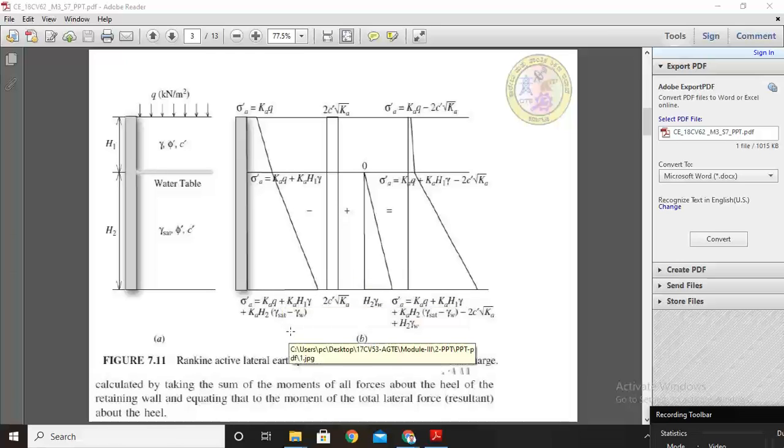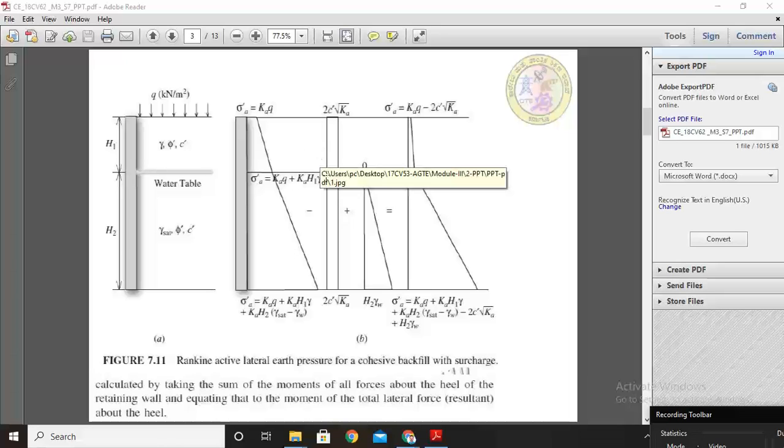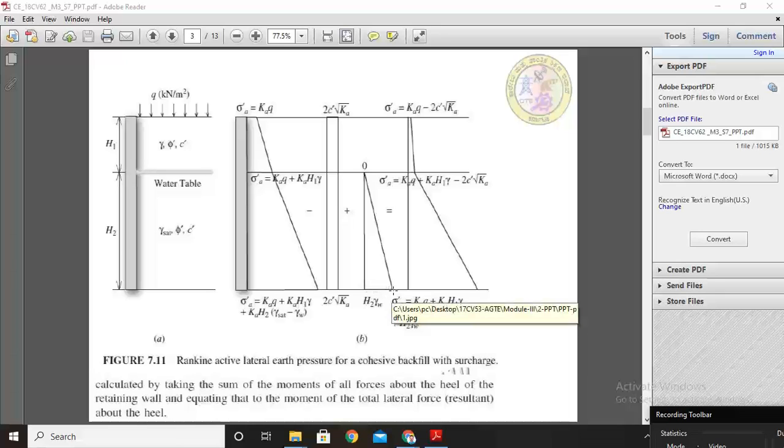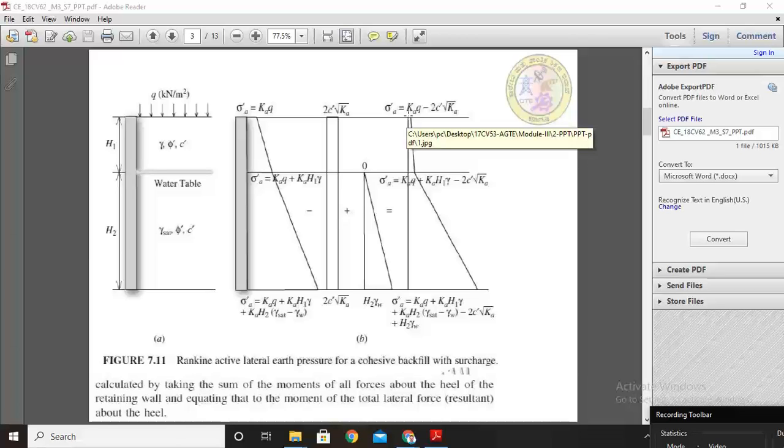And this is the active earth pressure you deduct, so this is 2C times root Ka. Then you add the pore pressures. The pore pressure at a depth of H2 is height into unit weight of water, that is H2 into gamma W, at the base. So then finally we get the active earth pressure for this retaining wall based on this value.